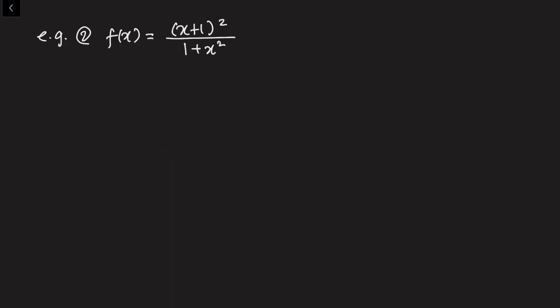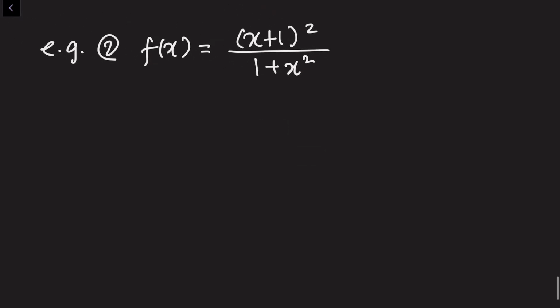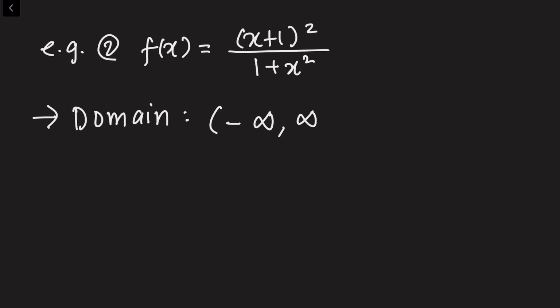Now we'll look at this second example. For a rational function, you need to make sure that you don't get any zero at the denominator. So we'll start with the domain. Like I said, you can't have zero at the denominator, but in this case I think we are safe because no matter what value you substitute into x squared, you will not get a negative 1. So you are safe to say that the domain is from negative infinity to infinity. You need to draw the entire graph.